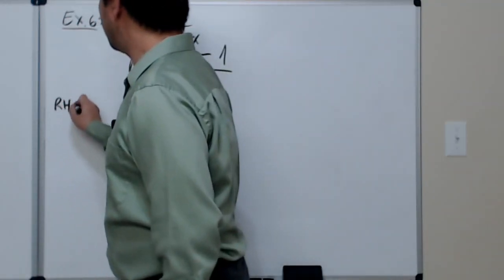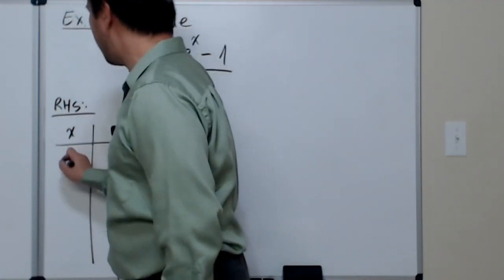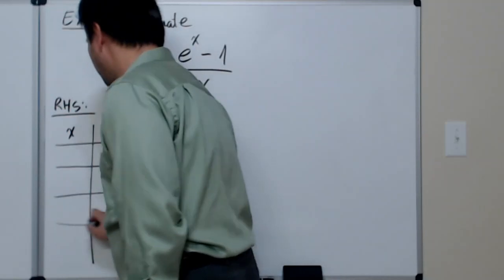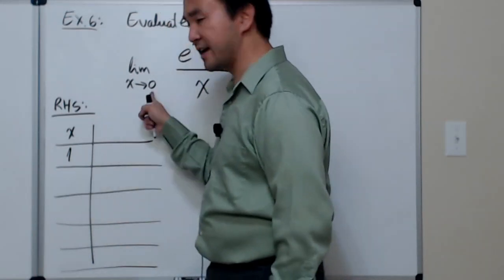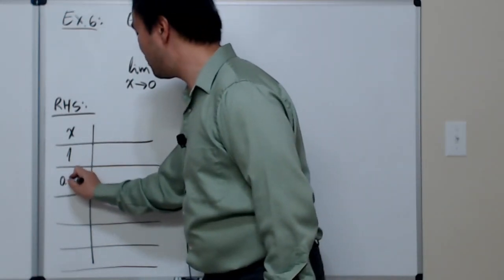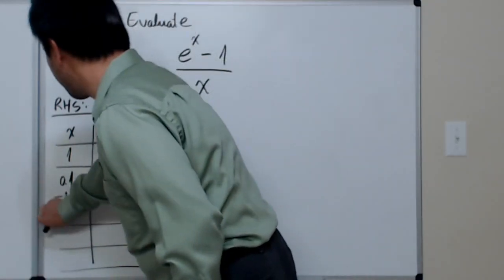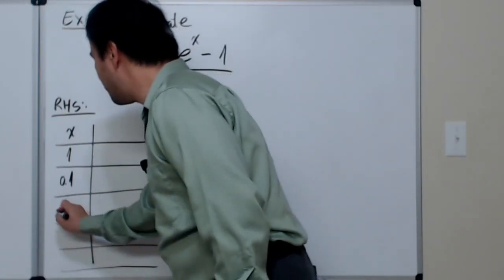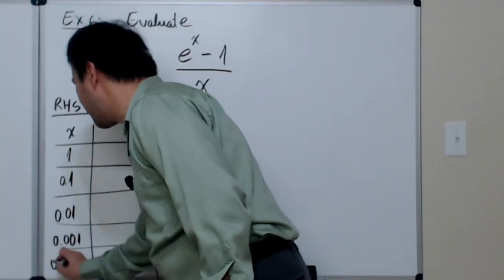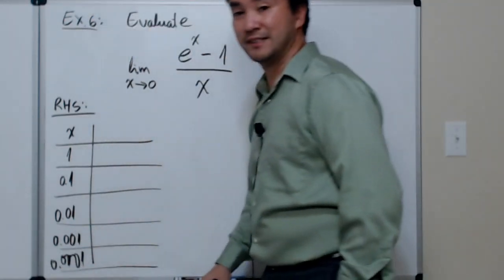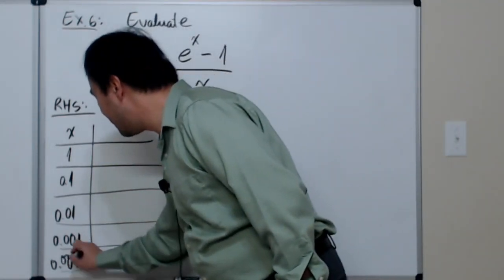So right-hand side x values, I am going to choose 1 to be a value from the right-hand side of that limit point, then 0.1, then 0.01, and then 0.001, and the last one, 0.0001. Okay. I meant this is a 0, but my writing is a little hard to read at the bottom of the board there.